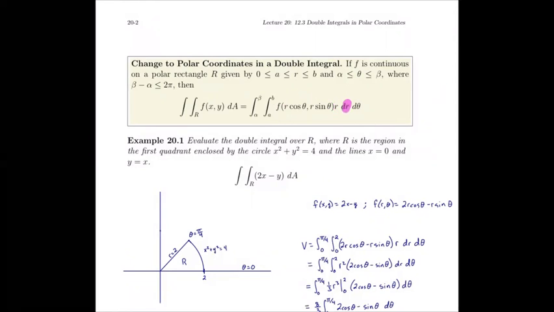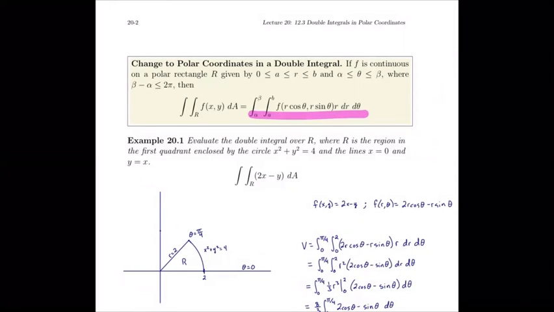dr was the difference between r_i and r_{i-1}, and d theta was the delta theta, theta_j minus theta_{j-1}. So this is our formula. Without really seeing the derivation, one could just memorize this formula as well. It's nice to see why this r shows up, because it makes the formula easier to remember. But if not, just memorize the formula directly.